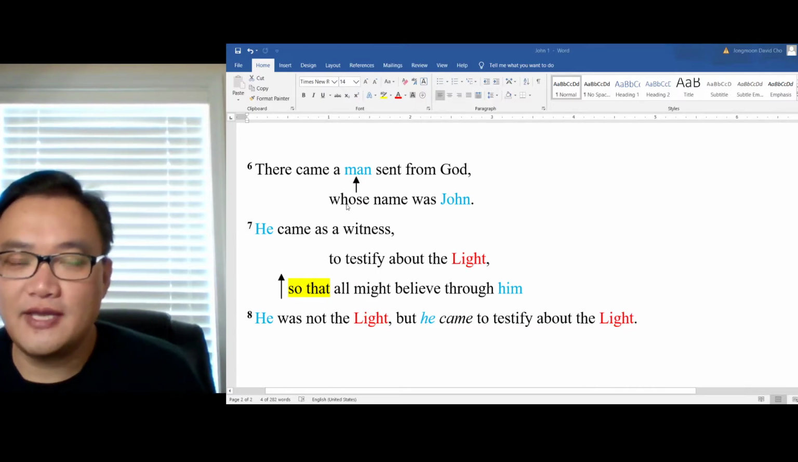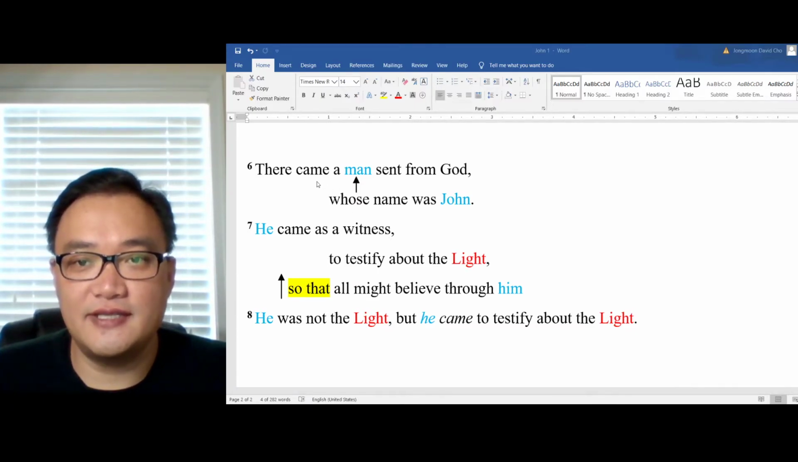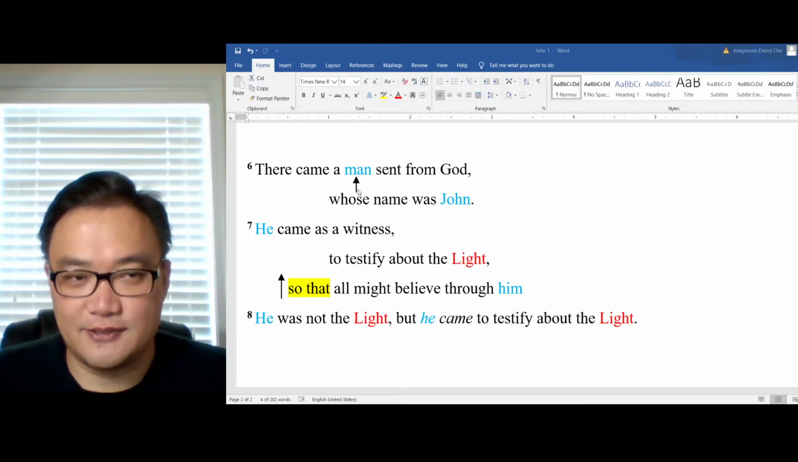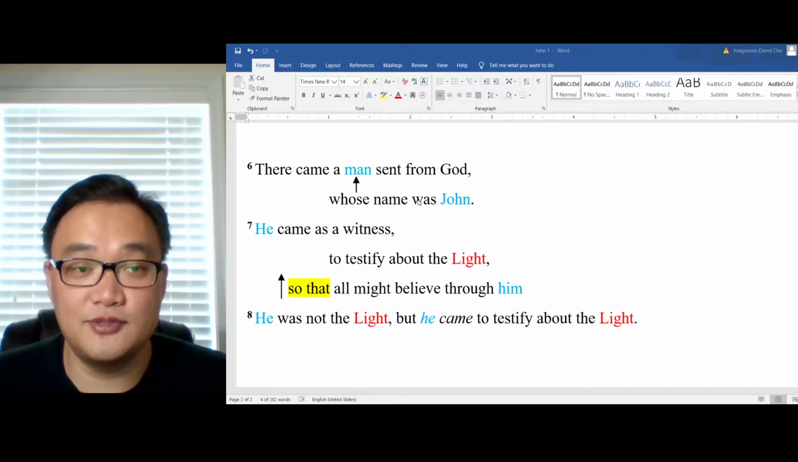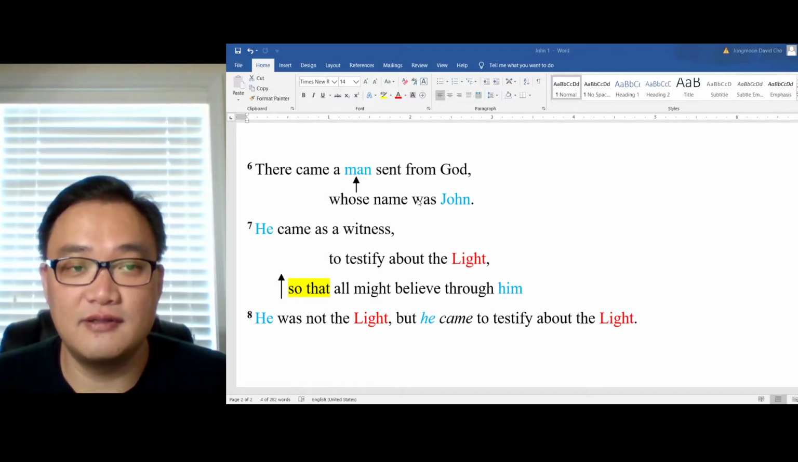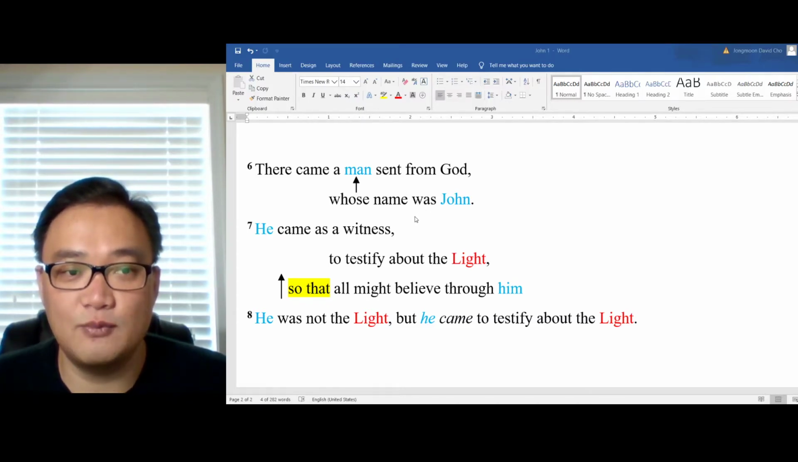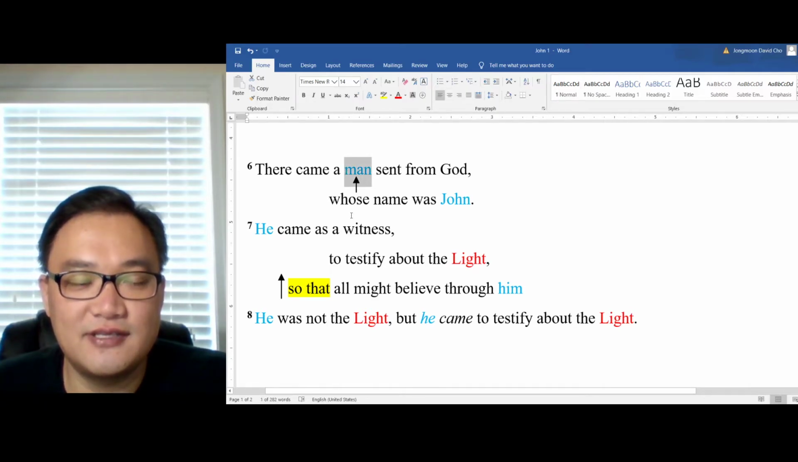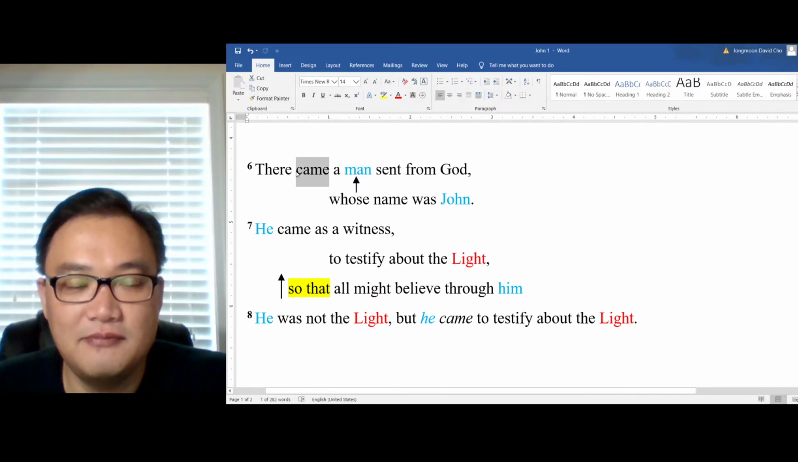We're going to look at John 1 verse 6. It says, "There came a man sent from God, whose name was John." So you tell me from this verse 6, which one is the main subject, and what's the main verb? There came a man sent from God whose name was John. Now, what we want to say here is that the man is the subject, and came is the main verb.